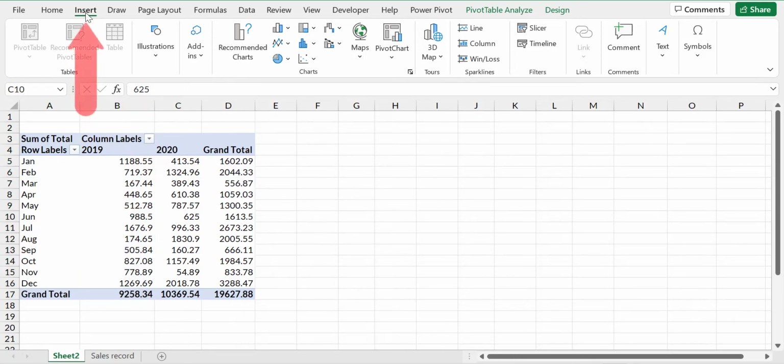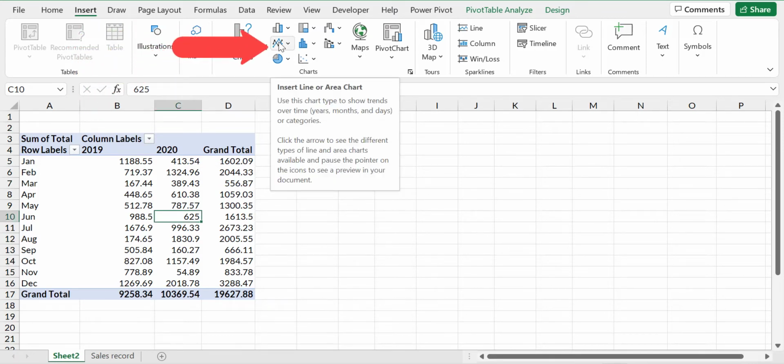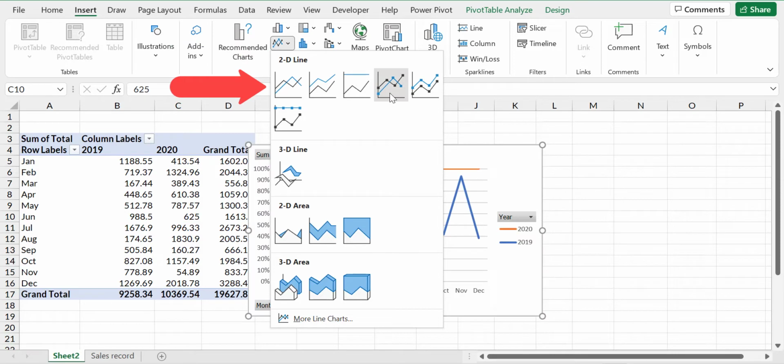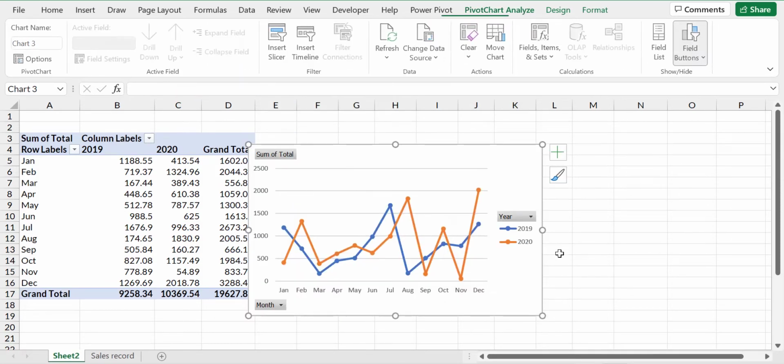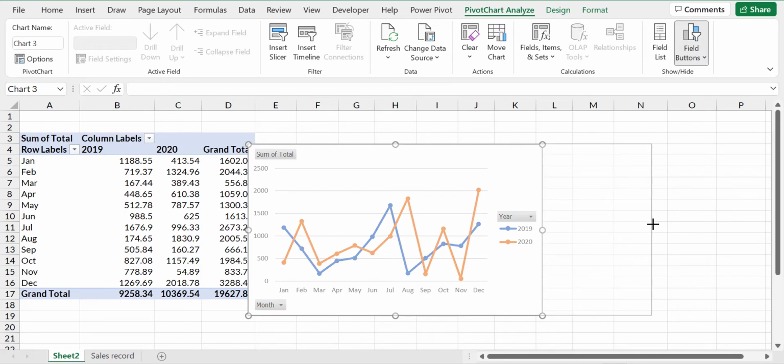You go to your Insert, enter your Insert for Charts, and you pick your line chart. When you pick your line chart, you have a variety of lines here as your choice. Pick that which you want, and you make some minor adjustments to it.